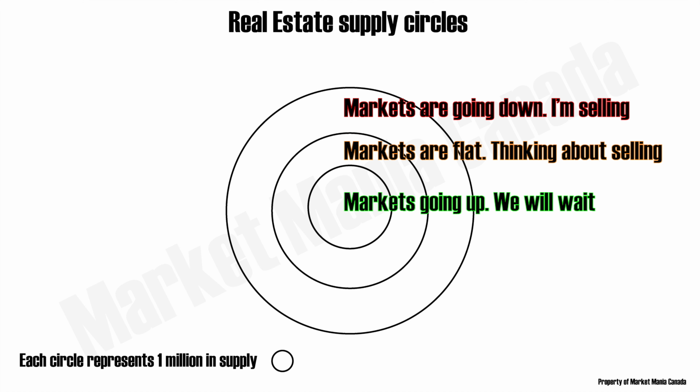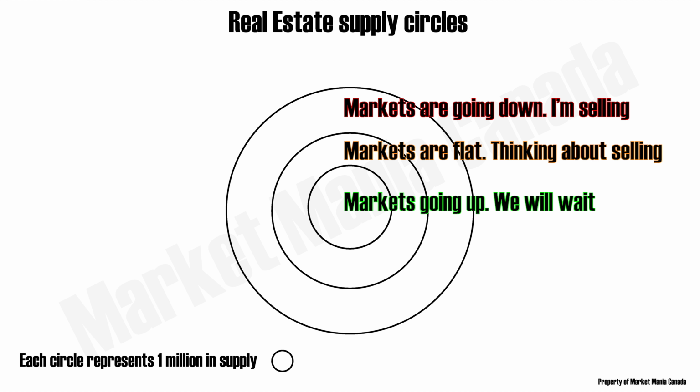This is 90%, 10%, as in 10% are not going to do this. They're going to work the opposite way around, and then 90% are going to do this. So basically, let's go back to this, and you can see there, markets going up, we will wait. So when markets are going up, we will wait. Supply is going to remain tight, and that's exactly what we see right now. Supply is very tight, and demand is very high.